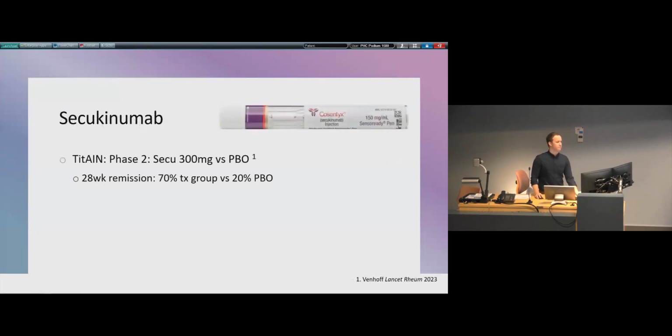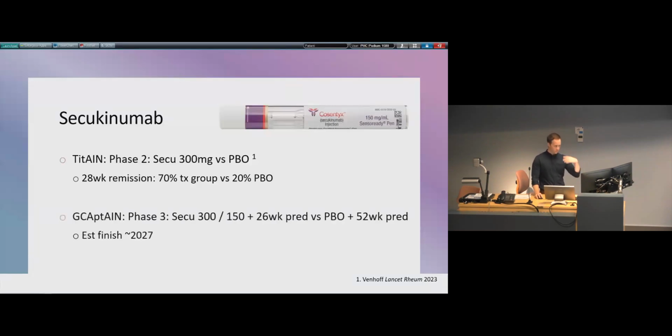Secukinumab, or Cosentyx, this is an IL-17 inhibitor. These are emerging therapies. This phase 2 study, Titan, looked at secukinumab versus placebo, and they saw some meaningful improvements in remission rates at 28 weeks. And this has been forwarded into a phase 3 study that's ongoing. Hopefully it will be done in the next couple of years, but it has a very similar structure to Gayacta: a few different dosages, an aggressive 26-week prednisone taper, and comparing that to placebo. So we will stay tuned, but definitely encouraging initial results.